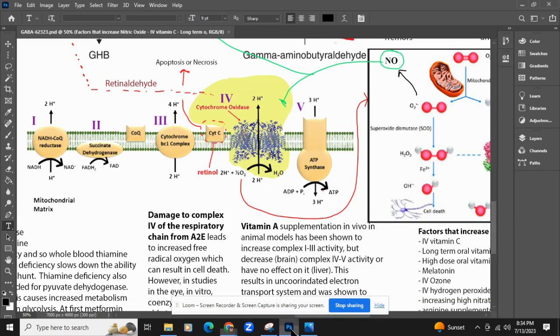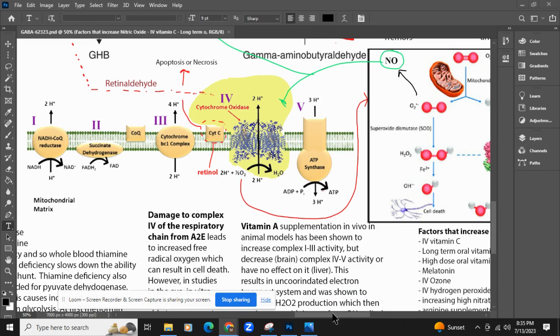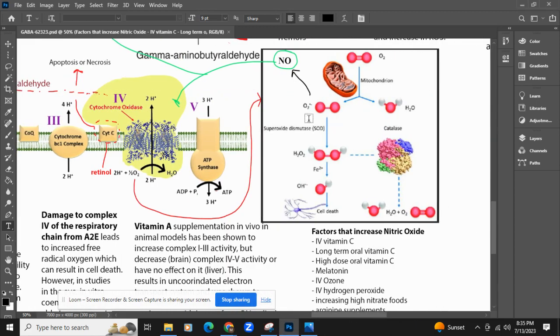Oh, sorry, I'm trying to fix this. Move this little screen guy out of the way. There we go.